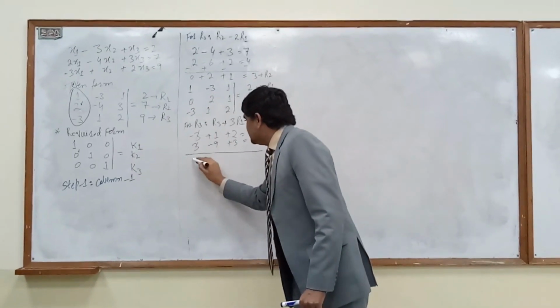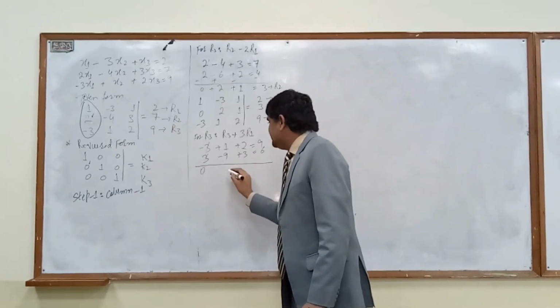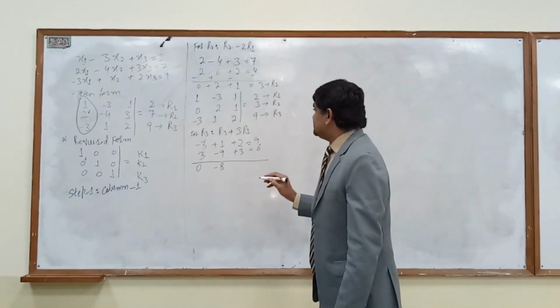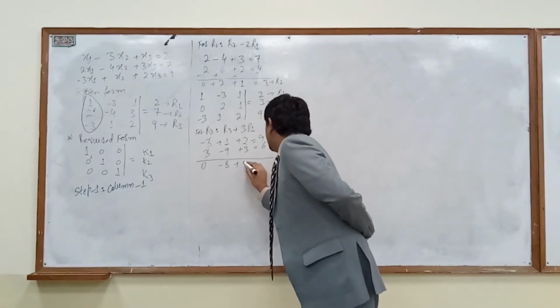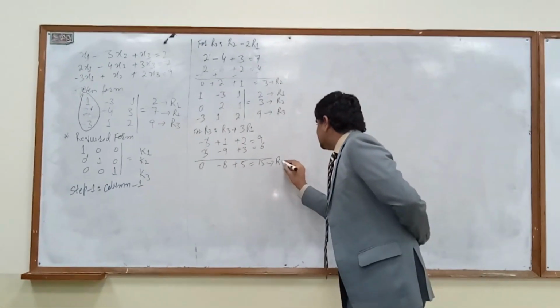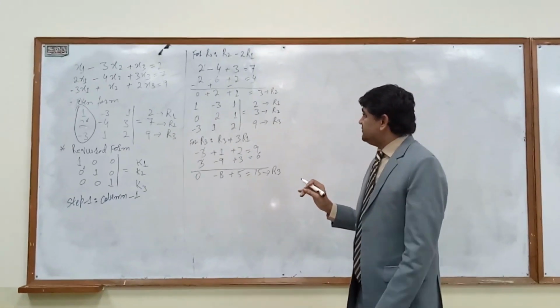3 and 3 are cancelled. What's left here? Minus 8 plus 5, minus 8 plus 5 is equal to 15. For which row we have operated, it's R3. It's new R3. Yes.